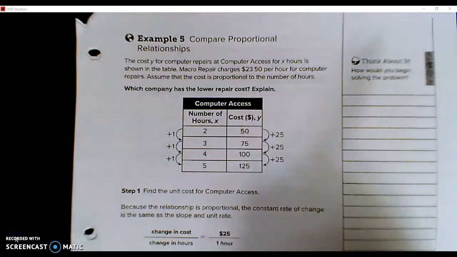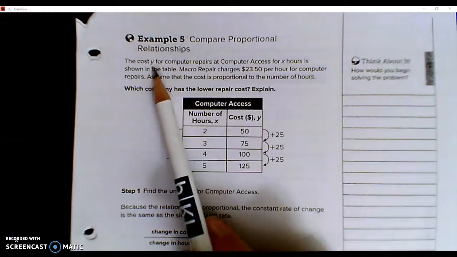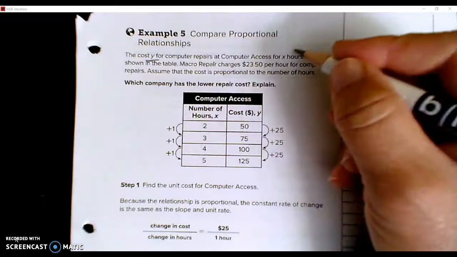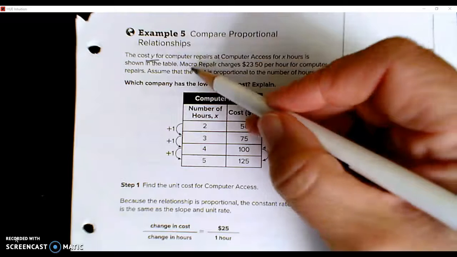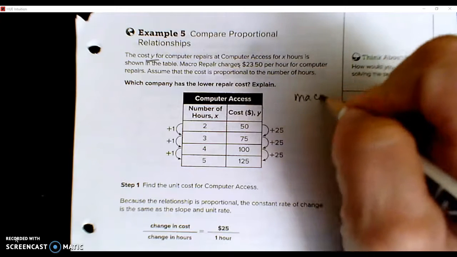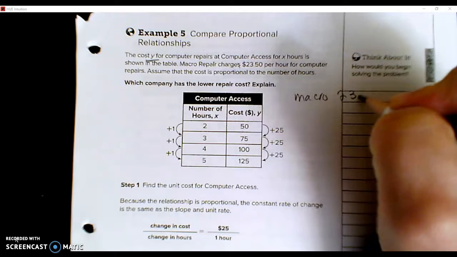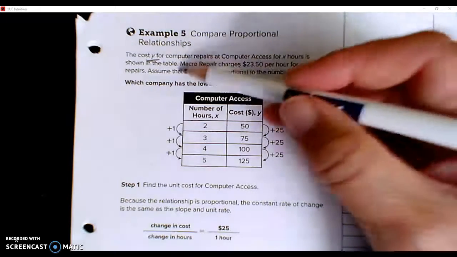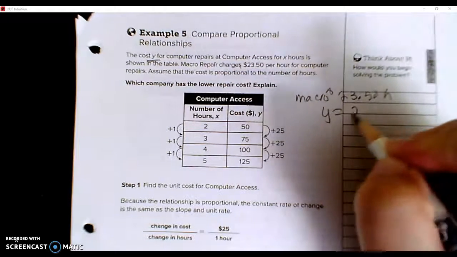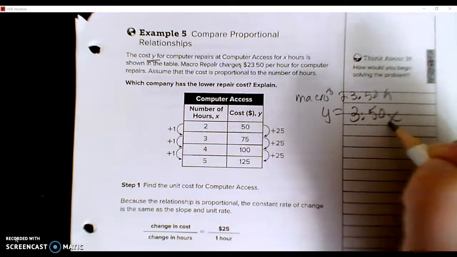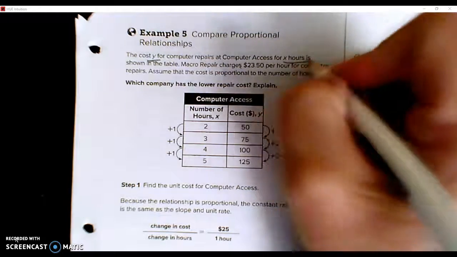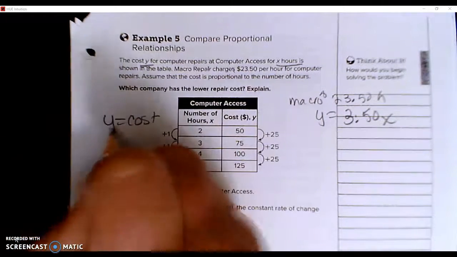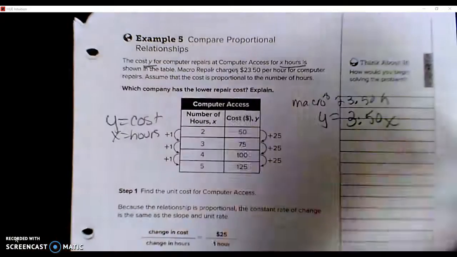Okay, now we're going to compare proportional relationships. The cost for computer repairs at Computer Access for x hours is shown in the table. Macro repair is $23.50 per hour. Assume the cost, so I'm going to go with y equals 23.50 times x, because cost is y and x is hours. So I'm at cost per hour.